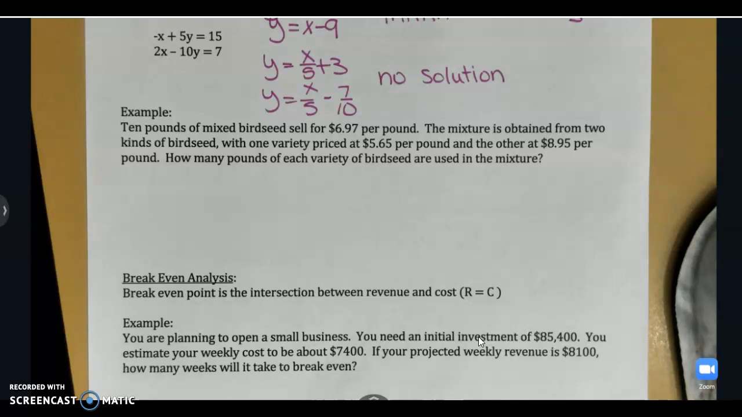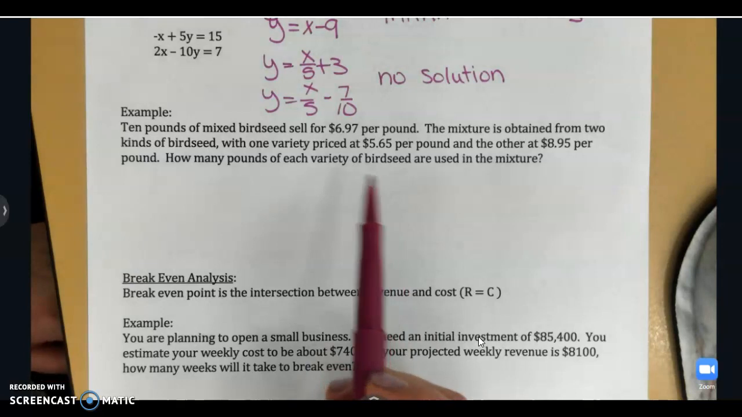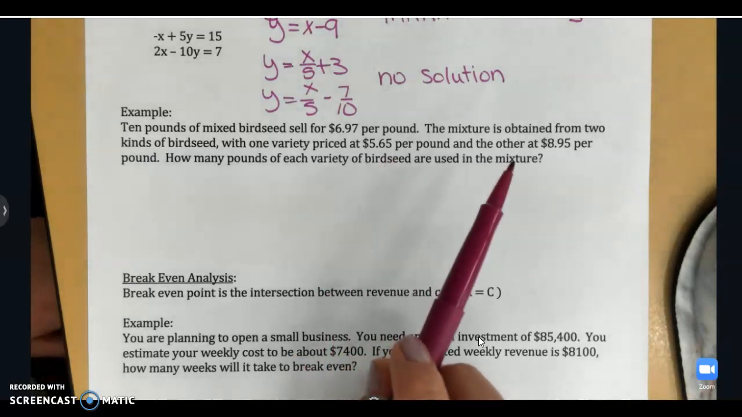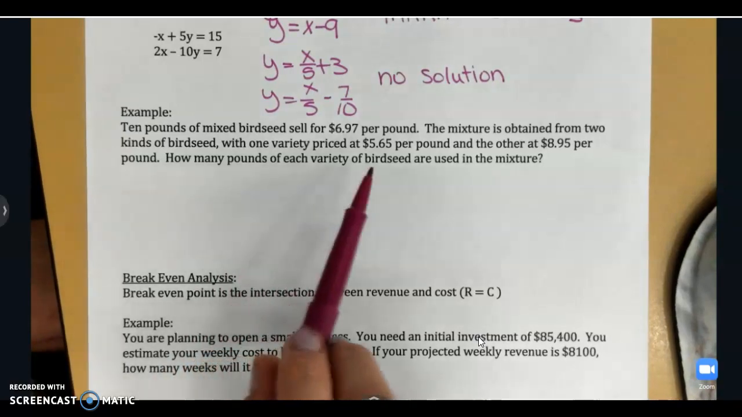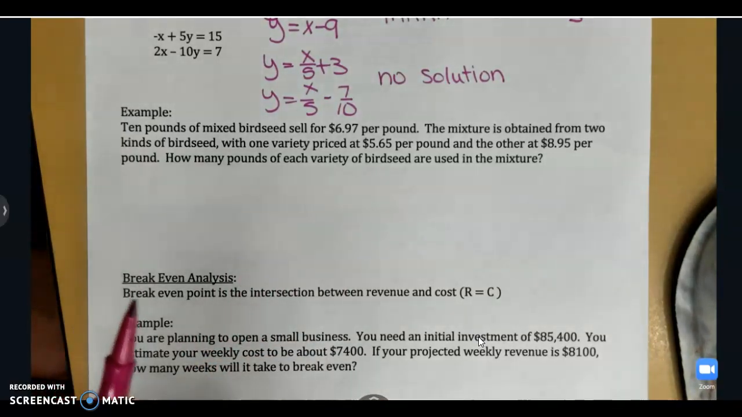our own equations. So, in this first example, I've got 10 pounds of mixed bird seed that sells for $6.97 a pound, and this mixture comes from two types of bird seed. One of them is $5.65 a pound, and the other one is $8.95 a pound. And we want to know how many pounds of each type of bird seed are used in this mixture.